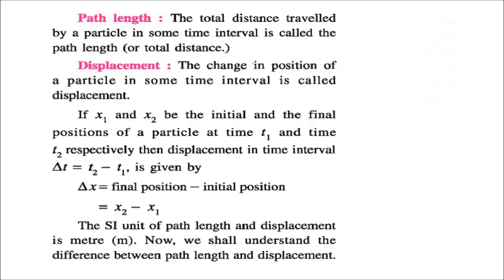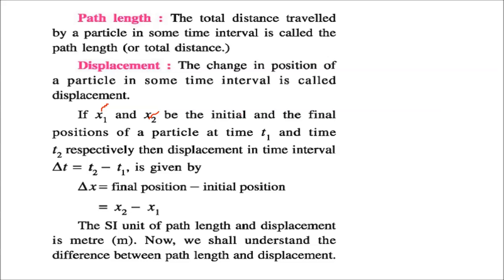So what is the path length? The path length is the total distance traveled by a particle in some time interval. This is called the path length or total distance. How much you have traveled is computed totally, and that is the path length. But the displacement is something different. That is the change in position of a particle in some time interval. This is the displacement. So there is a difference.